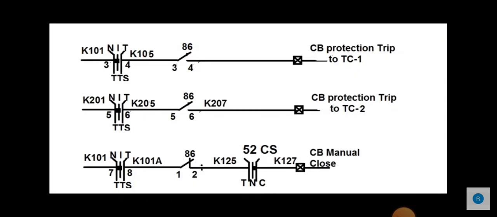Now the normal-inter contacts 3 and 4, 5 and 6, and 7 and 8 have been shown in this diagram. 3 and 4 and 5 and 6 are taken for CB protection trip of its own bay, TC1 and TC2 respectively, by means of 86 NO contacts. Whenever a fault occurs, the relay will send a trip signal to 86. 86 will operate and make its NO contact close to energize trip coil 1 and trip coil 2 as shown in this figure. Also the 86 NC contact, by means of NIT switch 7 and 8, is taken to the CB manual closing interlock circuit, so that whenever 86 is operated, we cannot close the circuit breaker.